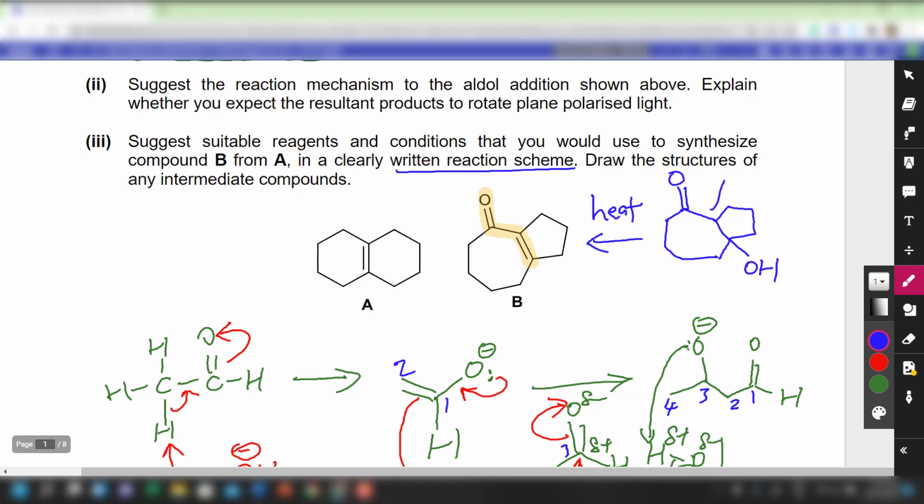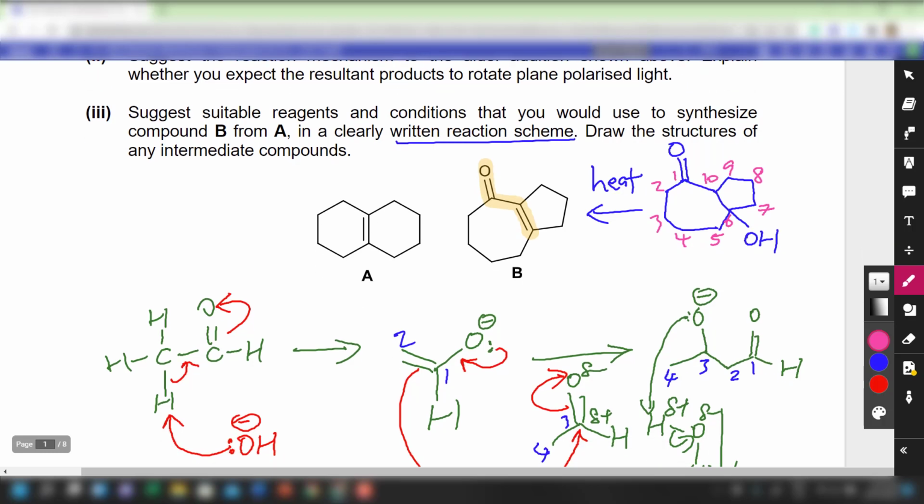If I number the carbons, 1, 2, 3, 4, 5, 6, 7, 8, 9, 10, I expect carbon number 10 to be the alpha carbon, which is deprotonated to form the enolate, which will then perform a nucleophilic addition on carbon number 6, where carbon number 6 is the carbonyl carbon. If we expect that, then I can draw out the precursor to this. So I can simply try to draw something ugly.